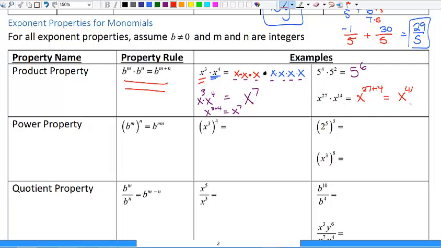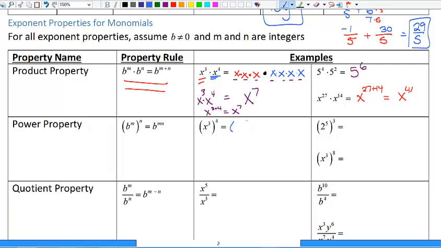On the next property, we have the power property. The product property and the power property are two rules that people often get confused, which is why I like to have them right beside each other so that you can see how they're different and why they're different. So on this property, it says b to the m raised to the n equals b to the m n. So you have one base and two exponents, and you multiply the exponents. On this first problem, we have x cubed to the fourth.